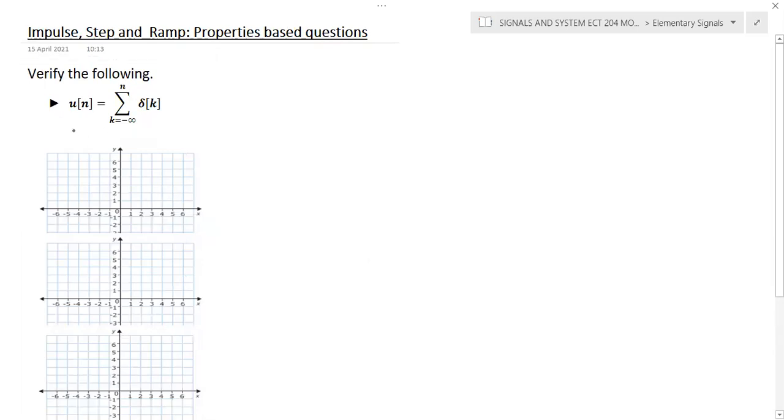Now we'll discuss another question. Here the step signal u of n is given by sigma k is equal to minus infinity to n del of k. So del of n means it's a discrete time sequence which is equal to 1 for n is equal to 0 and 0 for n not equal to 0. So if you draw the discrete time sequence, it will be like this. It's a discrete time sequence for n, and the signal is having non-zero magnitude only at n is equal to 0. And for all other values, the function magnitude is 0.